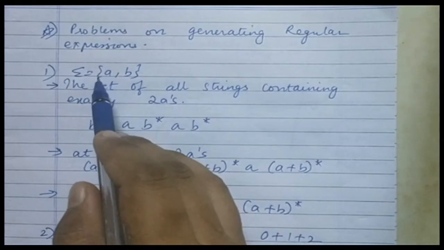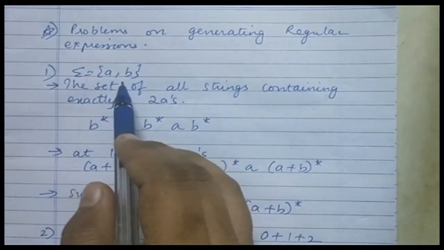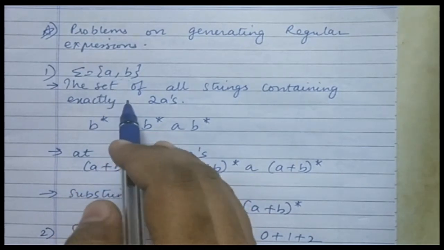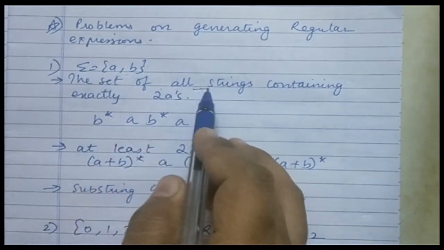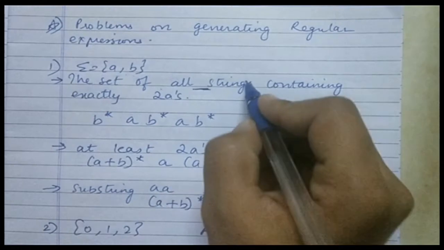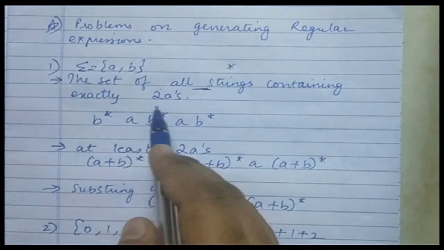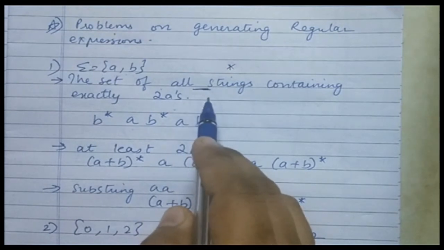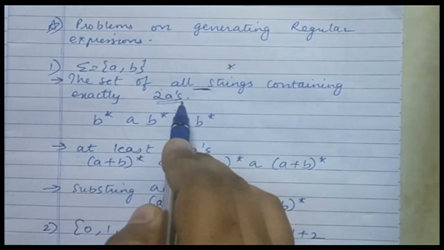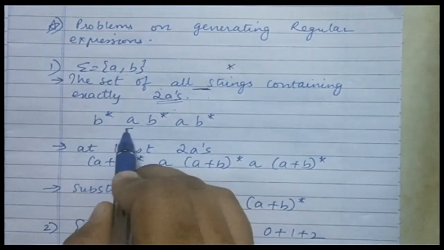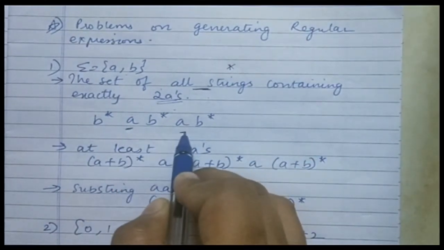Say sigma is a and b. It means it is going to have strings over a and b. The condition given is the set of all strings containing exactly two a's. Whenever it is all strings, you have to consider star. So within your string there should be exactly two a's, neither less nor more. So the mandatory a's I am going to write.